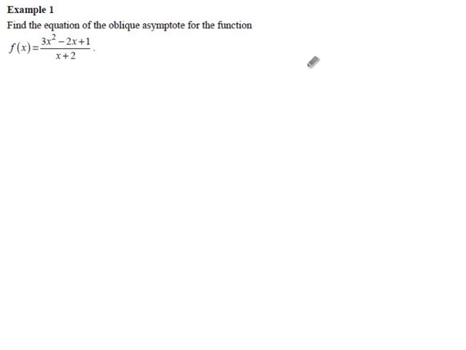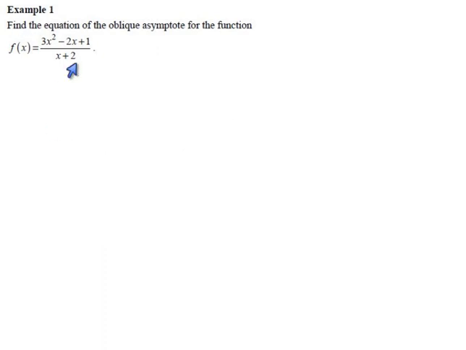Find the equation of the oblique asymptote for the function f(x). Okay, so oblique asymptotes are also known as slant asymptotes. They do the same thing that a horizontal asymptote does, except they aren't flat. They are off at some kind of angle like this, and there's a line equation attached to them that we'll see in a little while.